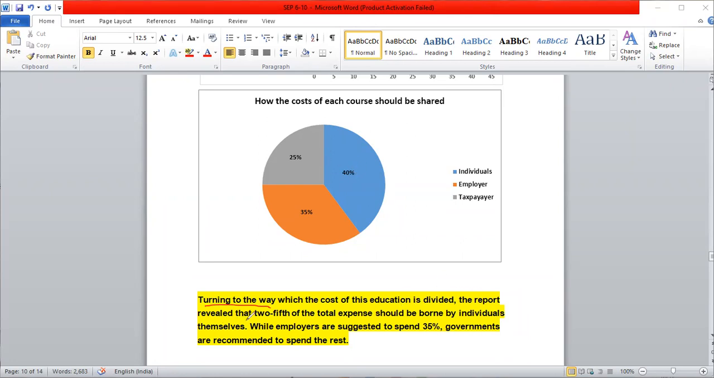The report revealed, so the report already showed it, it is out, the report is out. So we use the tense revealed, that two-fifths of the total expense, so 2/5 is 40%. 2 by 5 of 100 is 40%. This is 1 by 4 of 100. This is 1 by 3, more than 1 by 3 of 100%. So when we go with fractions, we have to go ahead with fractions when we are going to explain with pie charts. So that's highly recommended here.